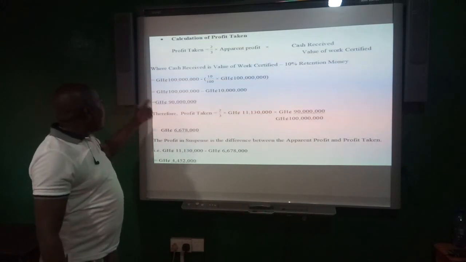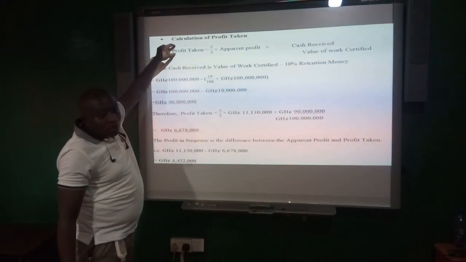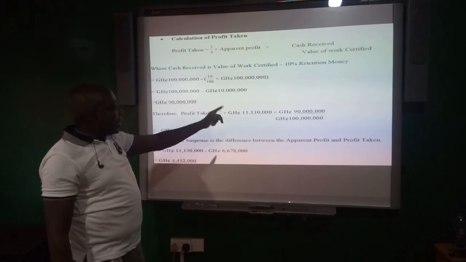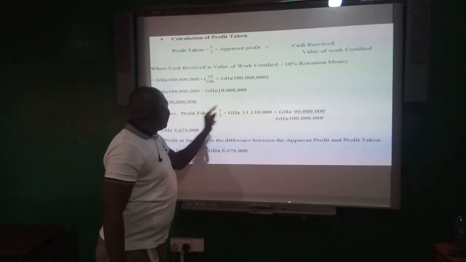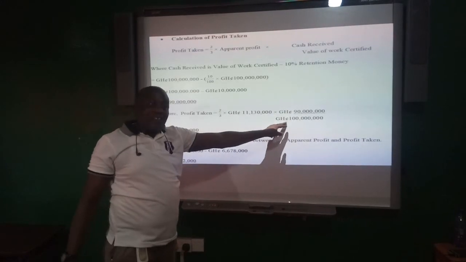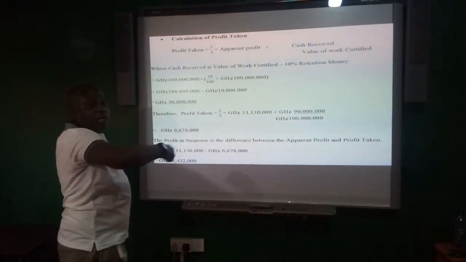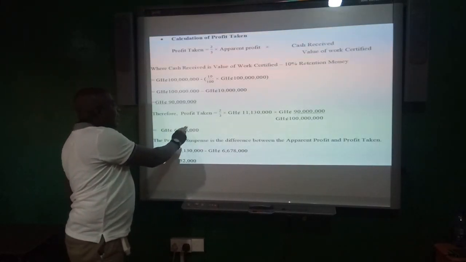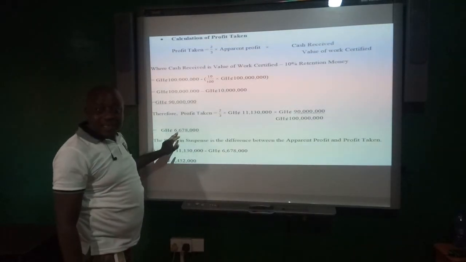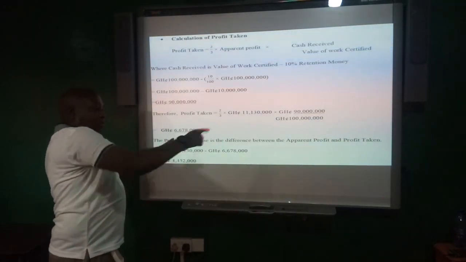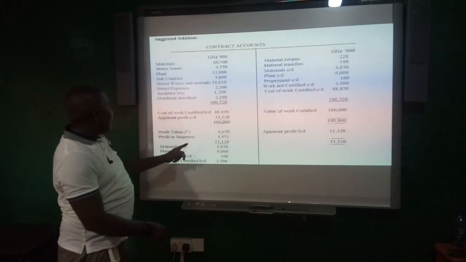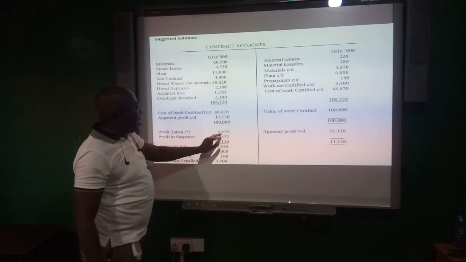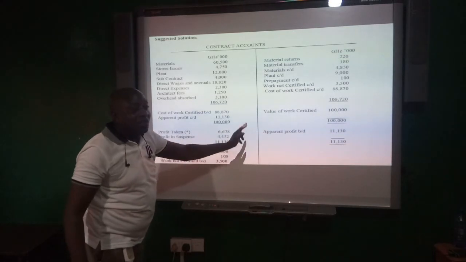And therefore, the profit taking, as we are going to use this formula, will be two-thirds of the apparent profit of 11,130,000 times the cash received of this one over the value of work certified, which is 100 million. If you calculate using your calculators, you get 6,678,000 to be the profit taking. And so if you go back here, this is 6,678. We are working in thousands because of space. That's the reason why I didn't bring 6,678,000.